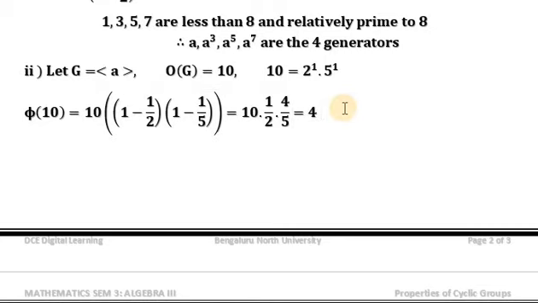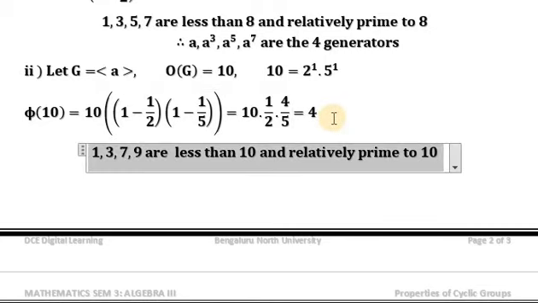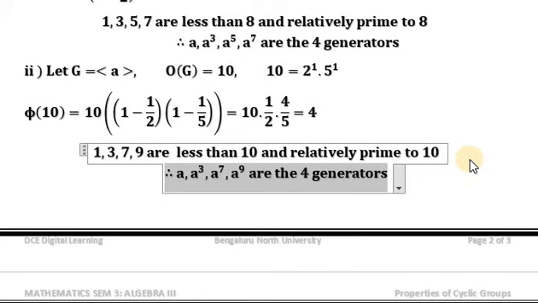We can find out the generators. The numbers less than 10 are 1, 3, 5, 7, 9. But they should be relatively prime to 10. Therefore, 5 is excluded and we have considered 1, 3, 7, 9. They are less than 10 and relatively prime to 10. Therefore, the generators are a, a cube, a power of 7, a power of 9.